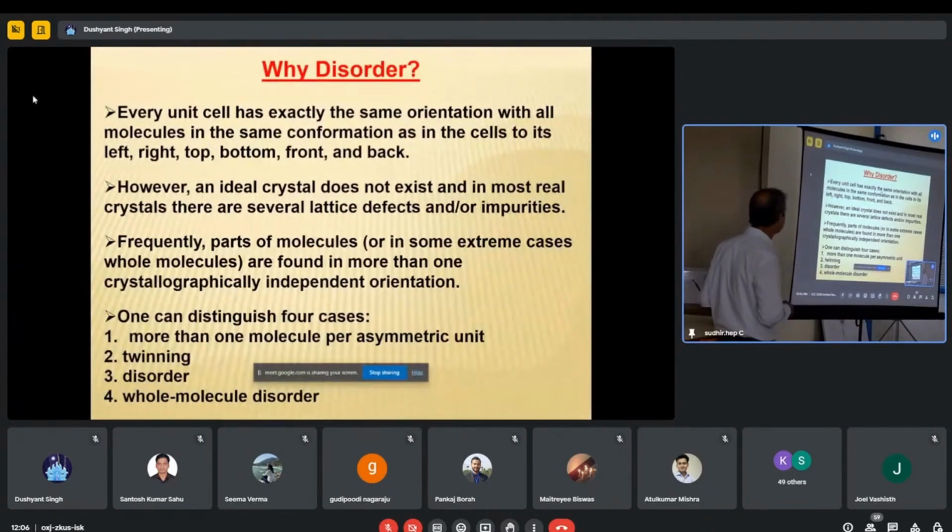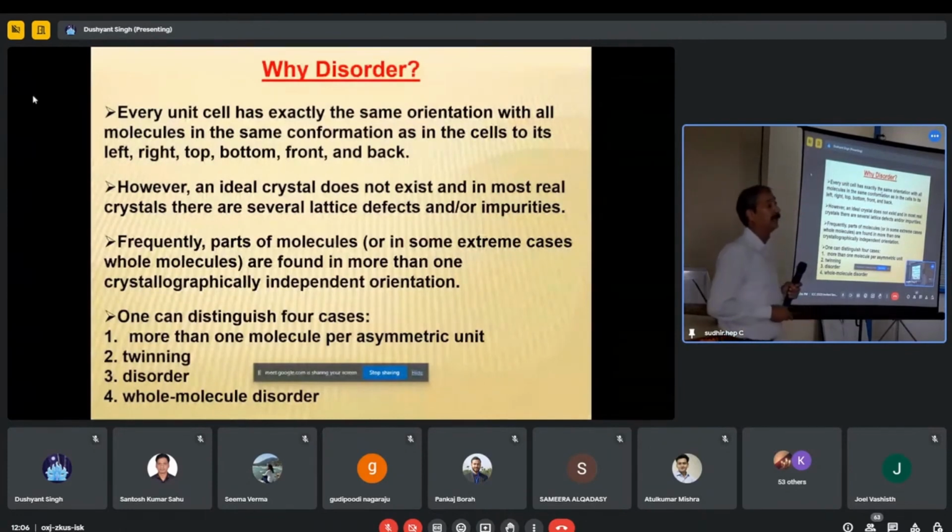However, an ideal crystal does not exist. In most real crystals, there are several lattice defects and impurities. So it is very, very difficult to get an ideal crystal. Whatever crystal you are growing, you have some kind of disorder present in it. It is very rare that a whole molecule is disordered. If a whole molecule is disordered, then there is some kind of problem in the data collection, or something is going wrong. But parts of the molecule are frequently disordered, and in some extreme cases, whole molecules are found in more than one crystallographically independent orientation.